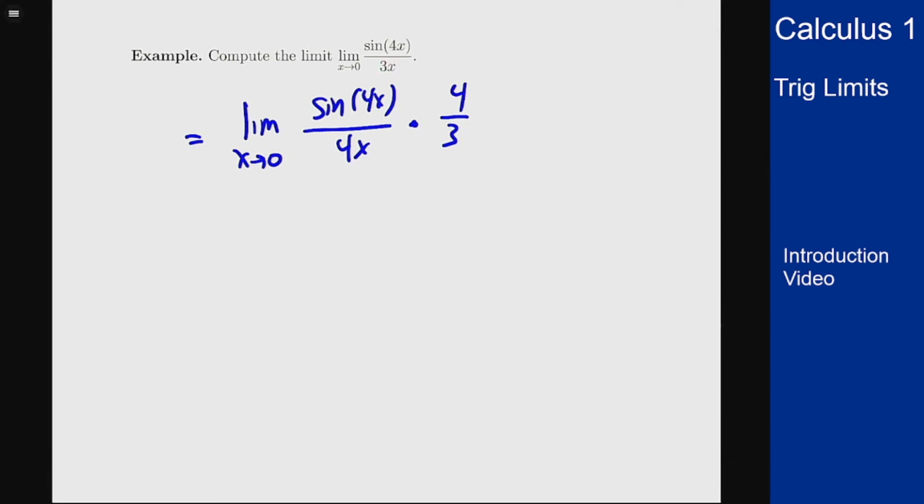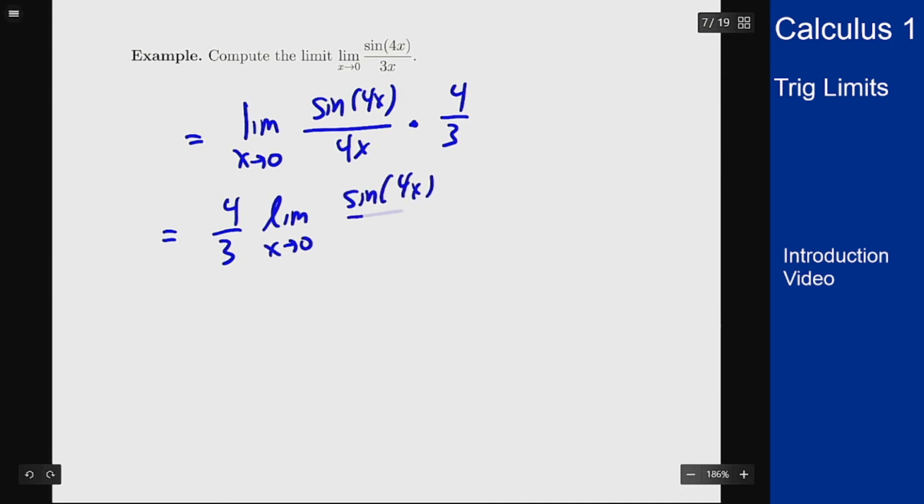I have not changed my expression. I have just moved a constant around to get this to line up correctly. And using my limit laws, I can pull out the 4/3 since it's a constant. The limit as x goes to 0 of sine of 4x over 4x, based on our limit rule, since these two things match, goes to 1. So the answer here is 4/3.